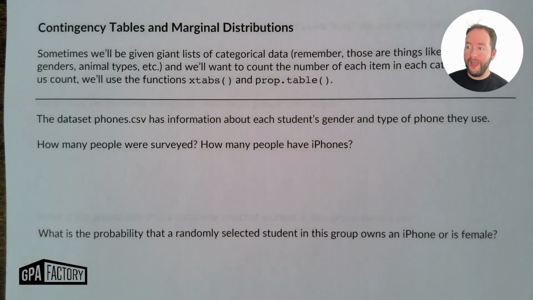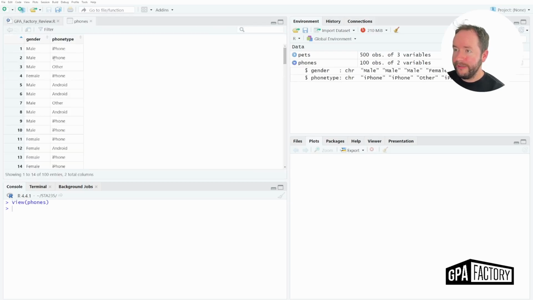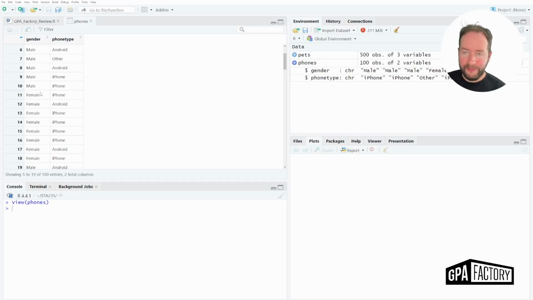The first question wants to know how many people were surveyed and how many people have iPhones. So let's have a look. We have this phones dataset already imported. We can click it and see whether someone is a male with an iPhone, or female with an iPhone, or female with an Android. So we've got all sorts of different people, different genders, and different phone types.